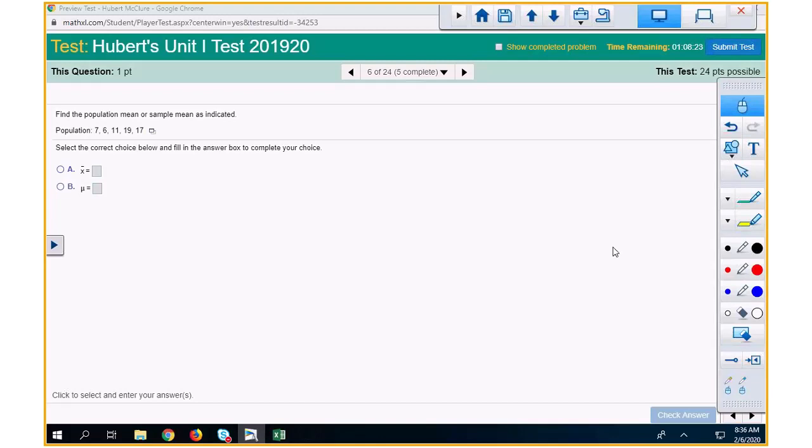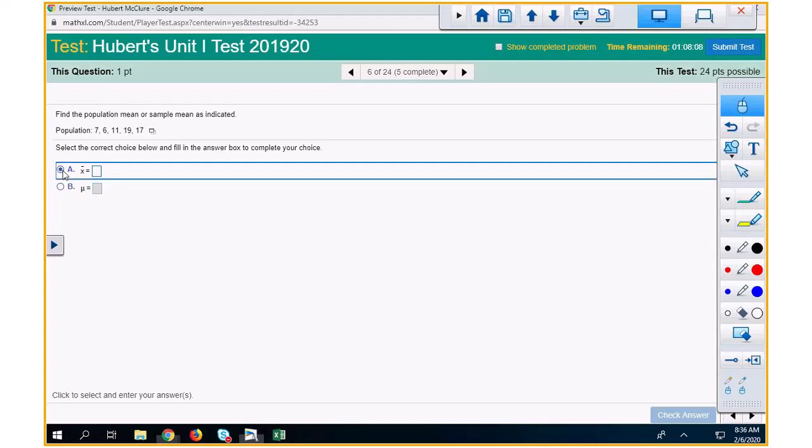Why is it a trick question? You have to pick the Greek letter. Somebody tell me why. Because it's the population mean. And this is what students do. I'm picking x bar, and they get it wrong.